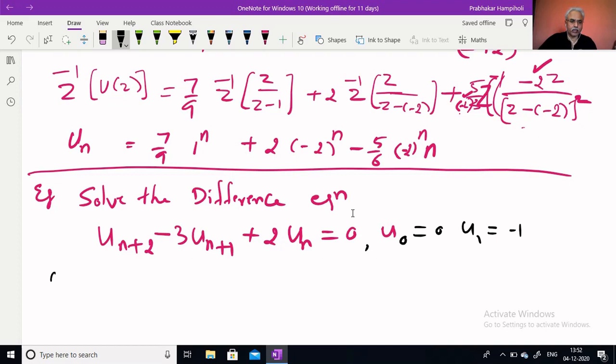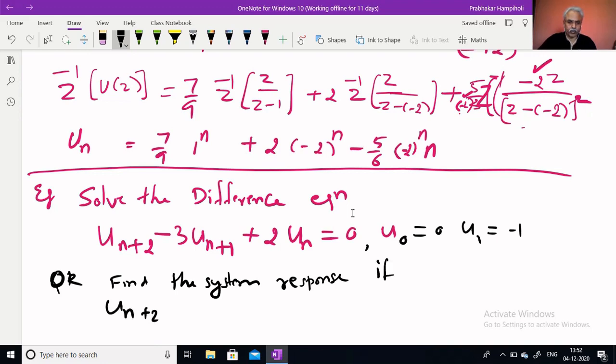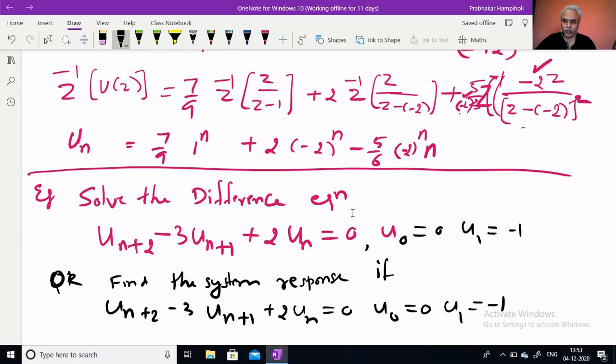Sometimes the same question is asked like this in communication theory language. Same question, or I'll write, find the system response if it follows the rule un plus 2 minus 3 times un plus 1 plus 2 times un equal to 0 with the given condition. Same question asked in a different fashion. So u1 equal to minus 1, so that you have to find u2, u3, u4, u5 and so on.